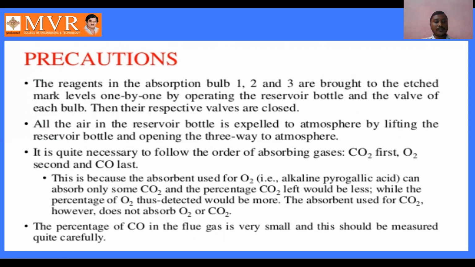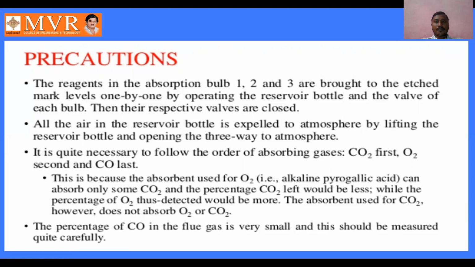See here, we have some precautions. The reagents in absorption bulbs 1, 2 and 3 are brought to the attached mark levels one by one by operating the reservoir bottle and the valve of each bulb. Then the respective valves are closed. All the air in the reservoir bottle is expelled to atmosphere by lifting the reservoir bottle and opening the three-way stopcock to atmosphere. It is quite necessary to follow the order of absorbing gases. See here, CO2 first, O2 second and CO last.